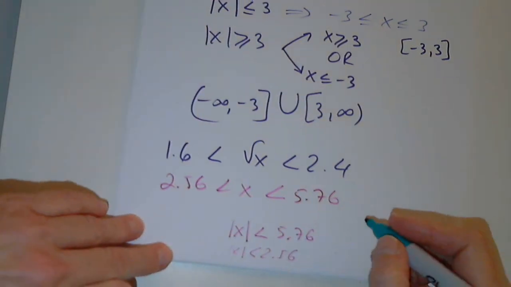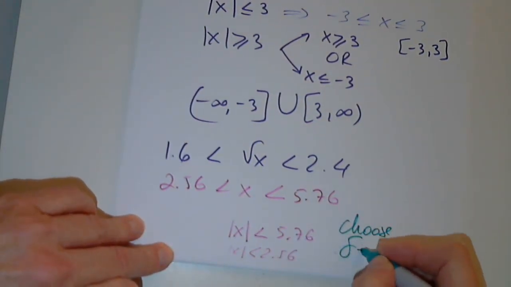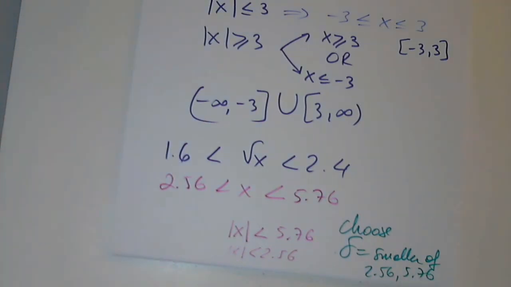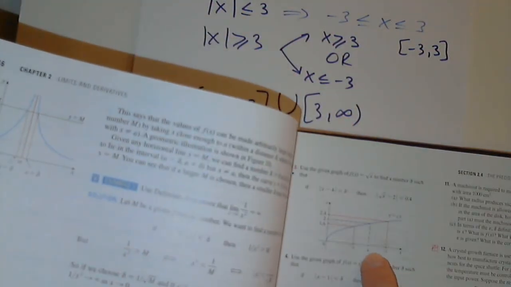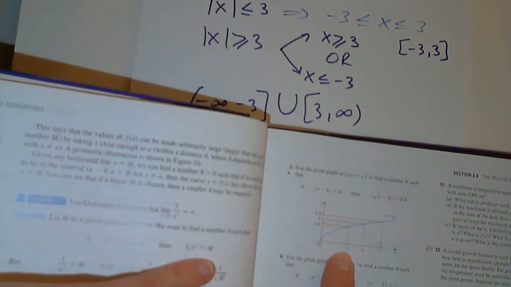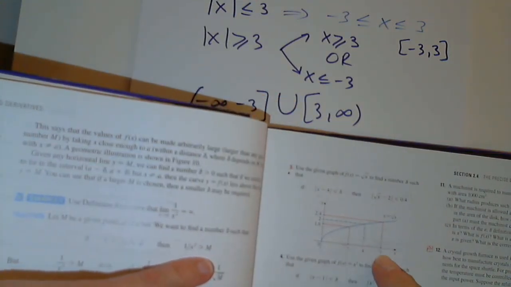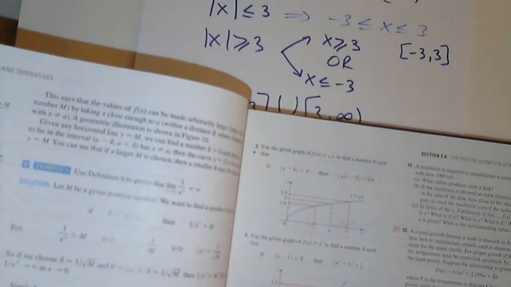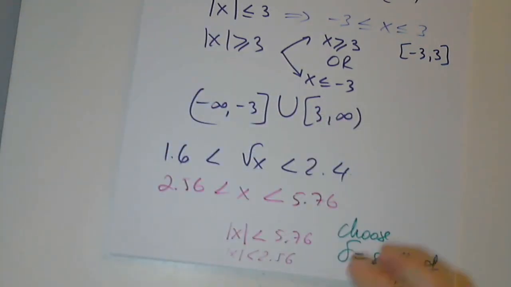Exactly. So choose delta, the smaller of 2.56 and 5.76, minus 2, of course. We have to go back. We're not done. And minus 4. We have the 4 here. Sorry. So this is 4. If this is 4 and this is 2.56 and this is 5.76, we have to choose delta. So let me put those on the real line so you can see.